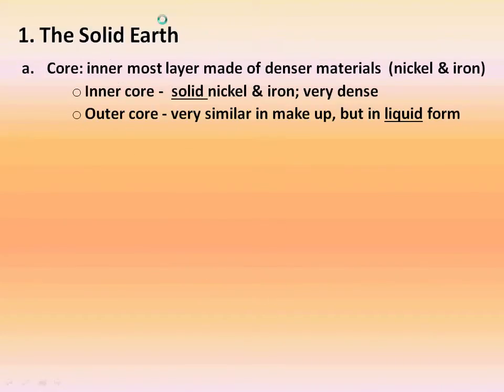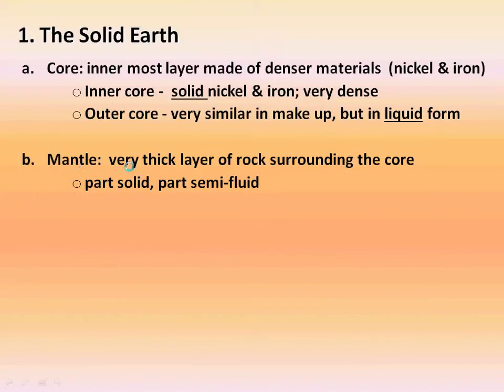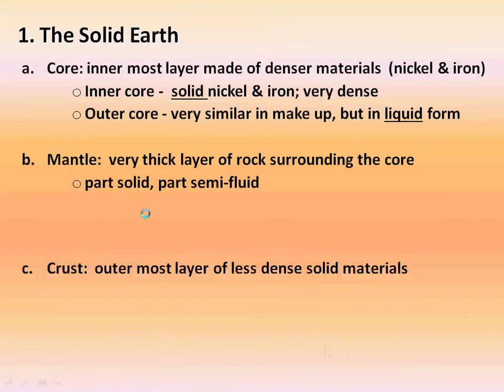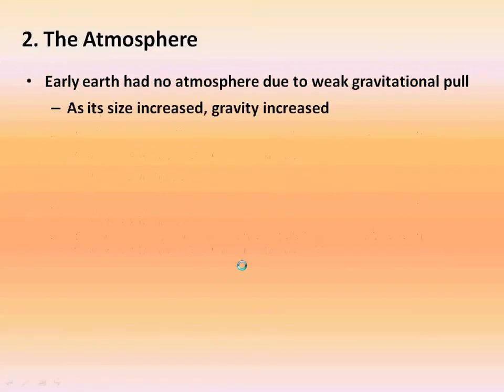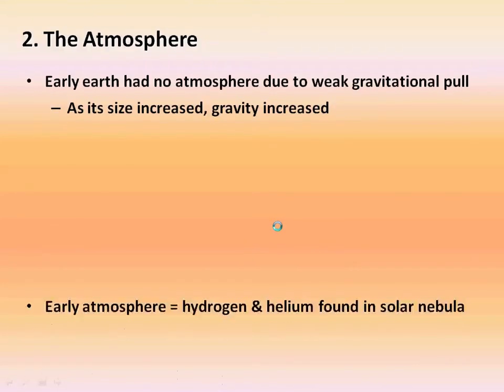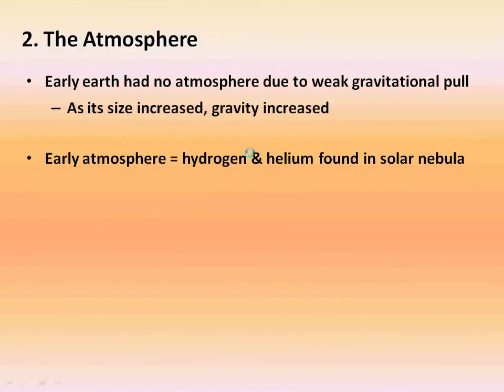Don't really need to go into too much here. You guys are experts on Earth: core, inner core, outer core, mantle, again, and the crust. You guys should be experts. You built this model. Our atmosphere. How did our atmosphere come about? Basically, it started with very, very little gases or no gases in the atmosphere, because we really didn't have a gravitational pull. But as gravity increased, then our atmosphere formed.